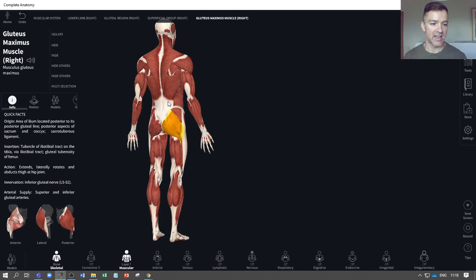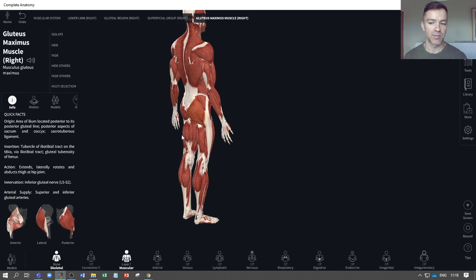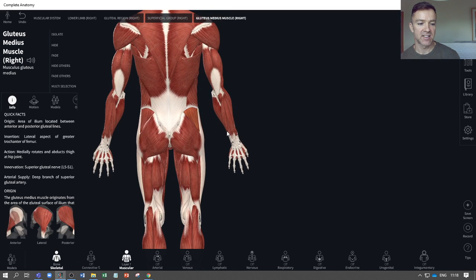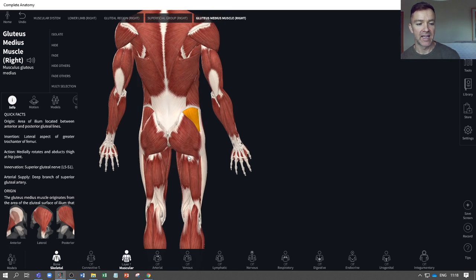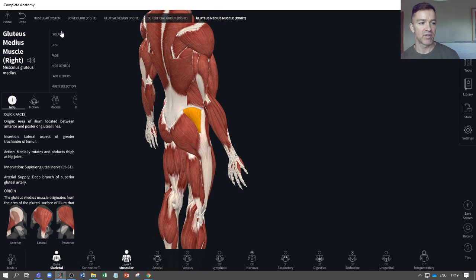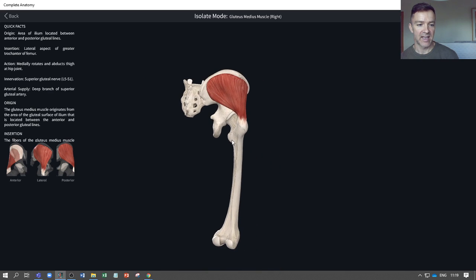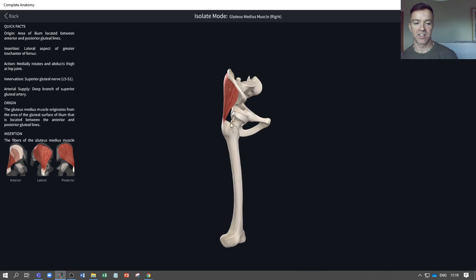There it is in relation to the rest of the muscles in the body. The next one we want to talk about is the gluteus medius, which is this muscle here. The gluteus medius is located slightly more medial than the gluteus maximus. If we isolate it there, we see part of it is covered over by the gluteus maximus muscle. The gluteus medius muscle originates on the ilium. We can see it there on the hip bone up here. It crosses the hip joint and it inserts onto the femur.